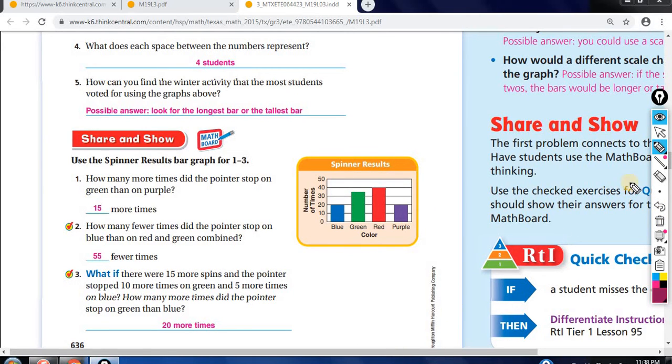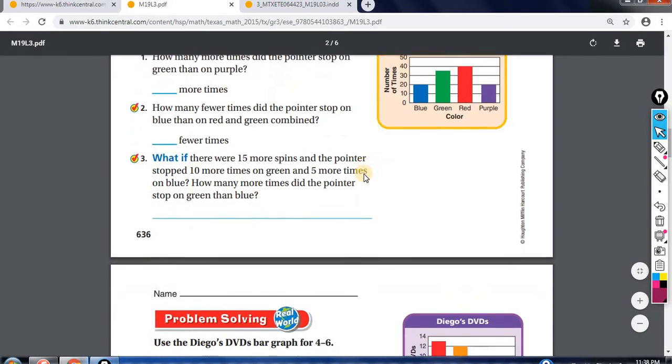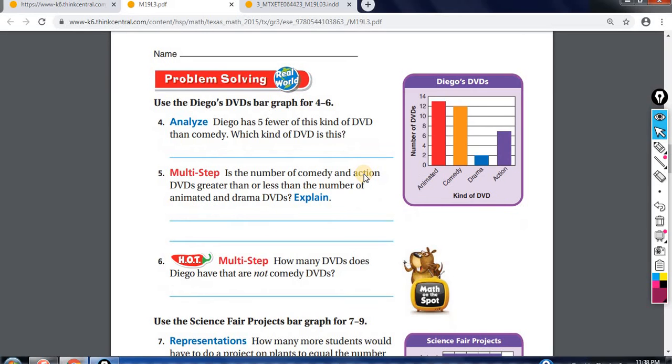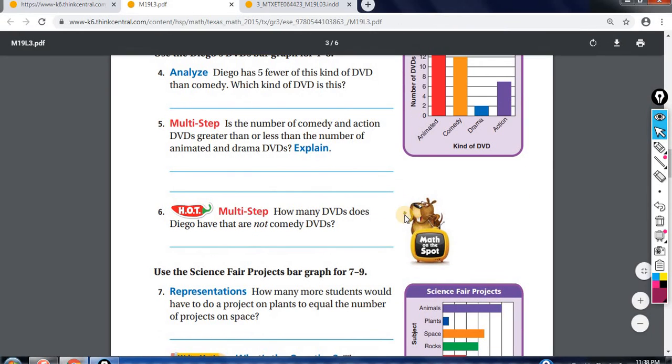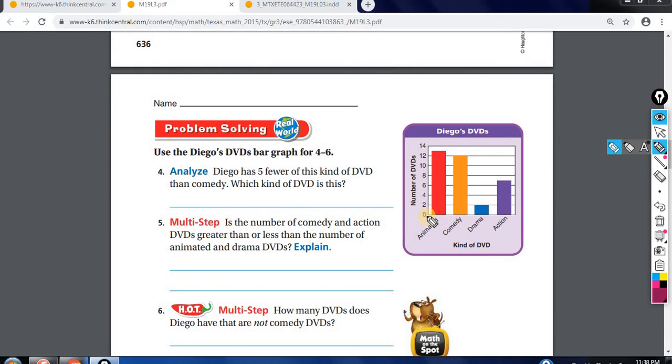Okay, we're going to keep moving here. So we're looking at these questions right here. And again, we're just going to use the graph. And it gives us everything that we need to do. So Diego has 5 fewer of this kind of DVD than comedy. So let's look at the graph first. Kinds of DVDs. Here's your scale, 0 to 14, and it looks like it's going by twos. Okay, by 2. So halfway in any one of these would be adding 1.